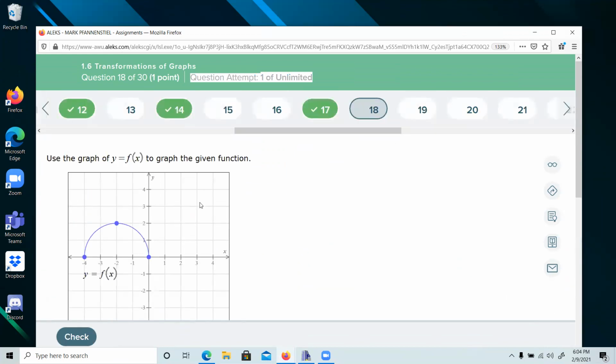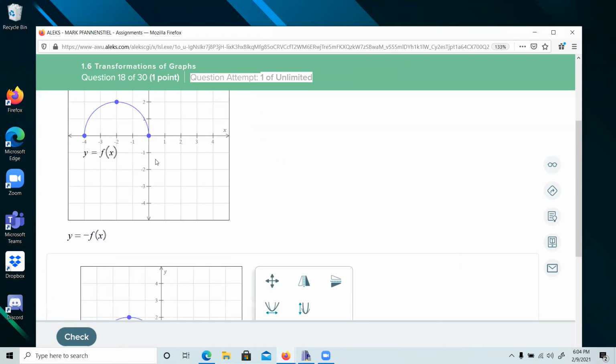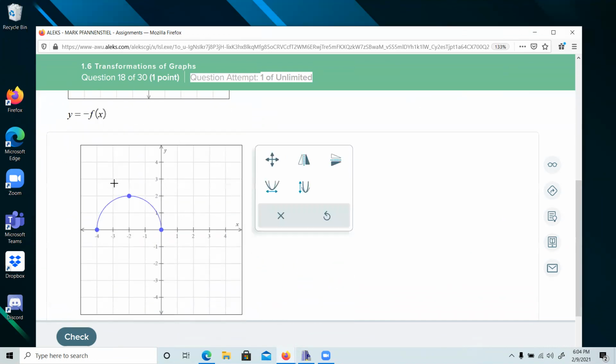Now this one, right? We have this circle here, y equals f of x. We have that half circle, and then this is y is equal to negative. What's going on here? Remember what the negative does, right? It flips it, but it flips it in a vertical fashion, not a horizontal fashion like we just did. So we're going to flip it. And that's how we do that.